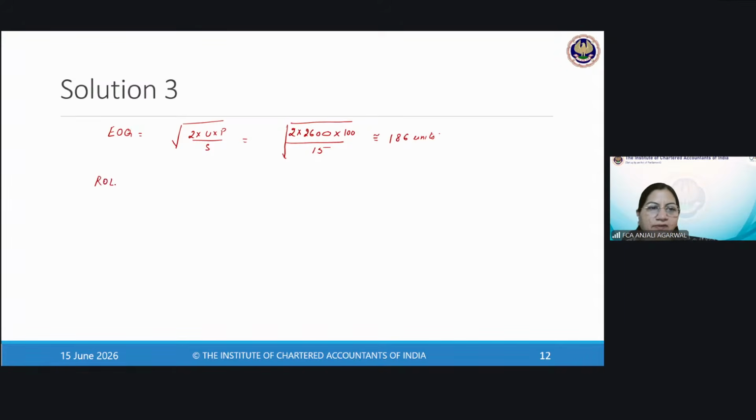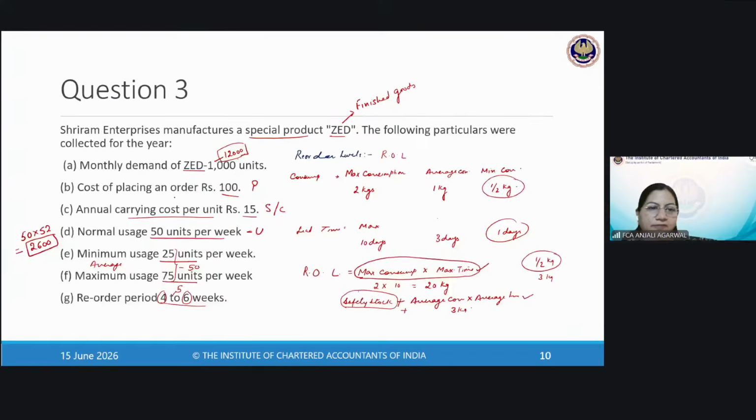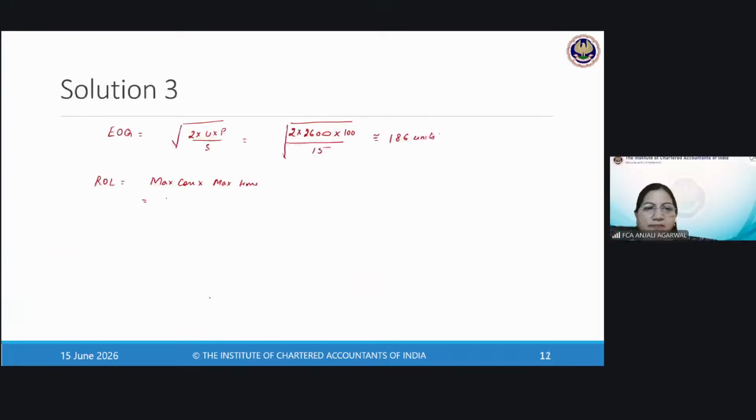What's the reorder level? Maximum consumption into maximum time. Maximum consumption is 75 units per week, and maximum time is 6 weeks. 450 units. So you will place an order of 186 units when you reach 450 units.